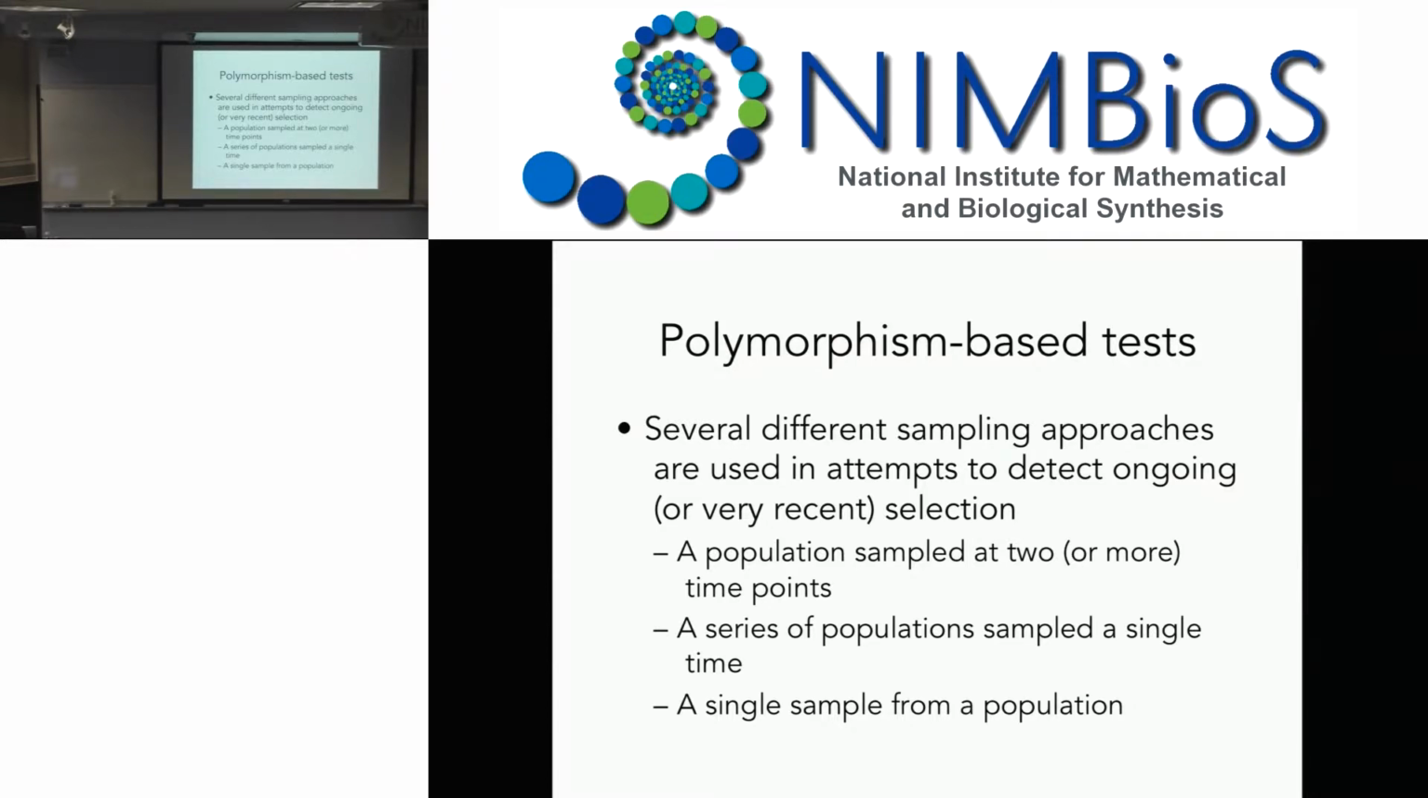So polymorphism-based tests depend upon strategy. I could sample a population at 2 or more time points. I could sample a series of populations at a single time point. I could do both. Those models haven't been developed, but they'd be pretty straightforward. Or I could take a single sample from a population. So obviously, least work, more work here. And the other feature about this is if my sample isn't from a sufficiently long amount of time, I may have very little power. If the selection is small, I'm not going to see a lot of change over a period of time.